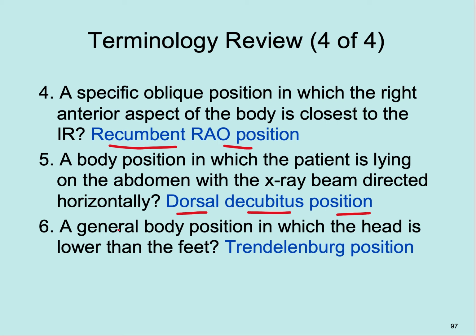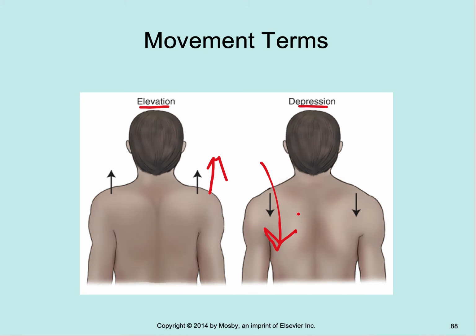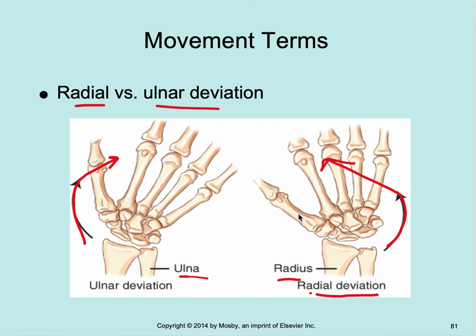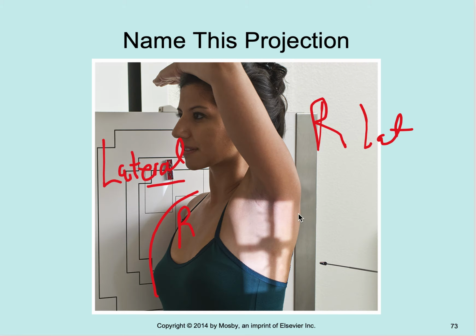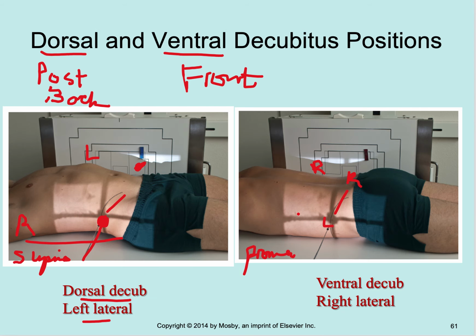And then we have a general body position in which the head is lower than the feet, Trendelenburg. So let's think about this one here where it's dorsal decubitus projection. I'm going to go back up here because I think that that is wrong. Laying on your abdomen, that is a ventral decube. Laying on your spine, that is a dorsal decube.